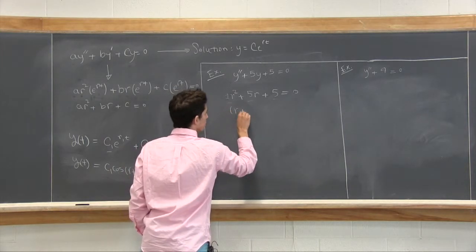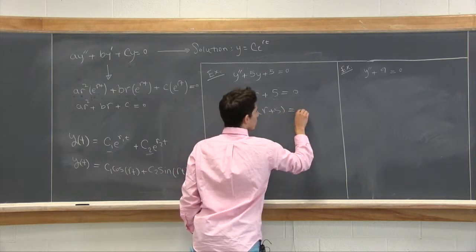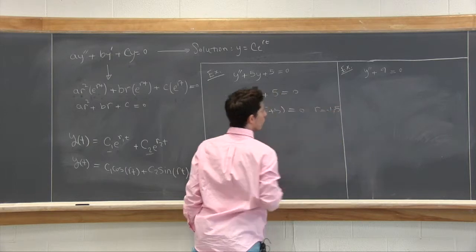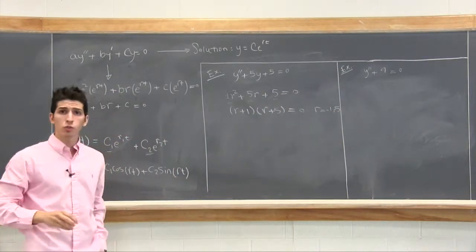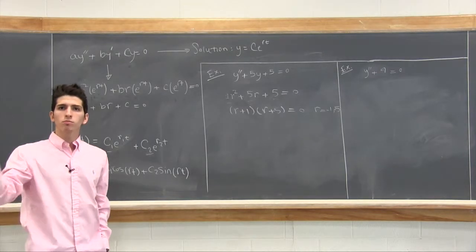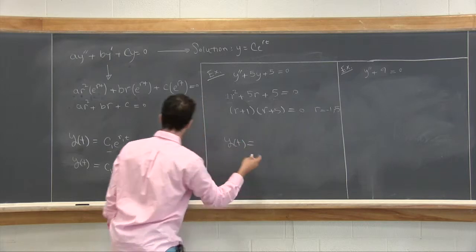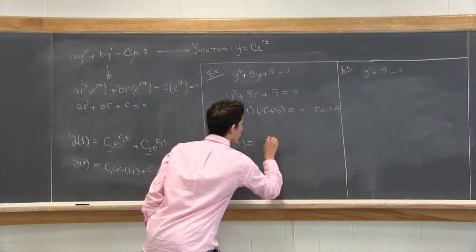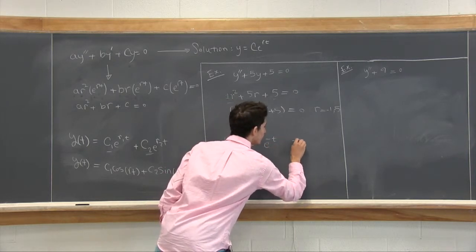I can factor that pretty easily. r plus 1 and r plus 5. So r is going to be -1 and -5. Okay, so those are my two roots. They're both real. Perfect, I'm in business. My solution is going to be of this form. I'm going to have an e to the minus t and an e to the minus 5t.